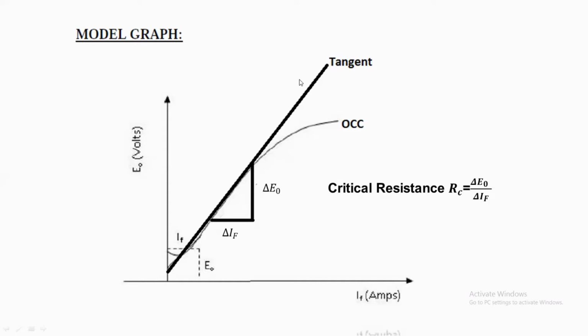Then draw the tangent which touches the linear portion of the graph. Draw this tangent like this, then calculate the slope of the tangent. Draw a triangle, one vertical and one horizontal line like this. The height of this line is delta E naught, and the horizontal line width is delta IF. Delta E naught divided by delta IF is the critical resistance. That's why we calculate the critical resistance of the shunt generator.